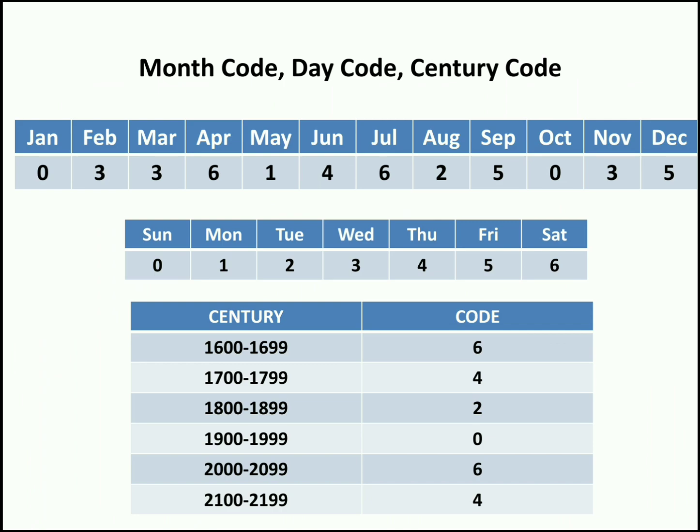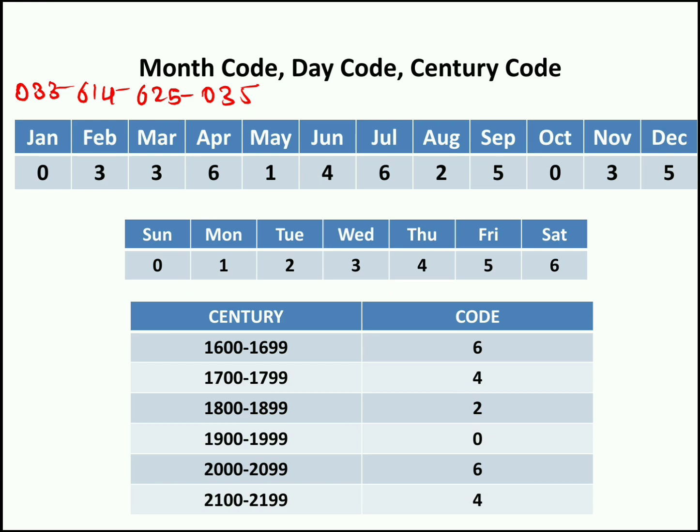For month code, we totally have 12 months, and for every month we have a code. For January it's 0, for February it's 3, for March it's 3, as shown in the table. You can keep these values in mind like a phone number. I kept these values like this: 033 614 625 and 035. So 0 for January, 3 for February, 3 for March. In this way, for 12 months we have a number.